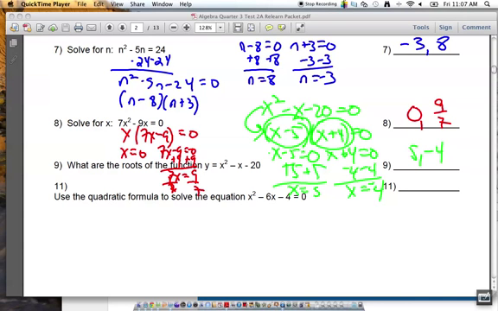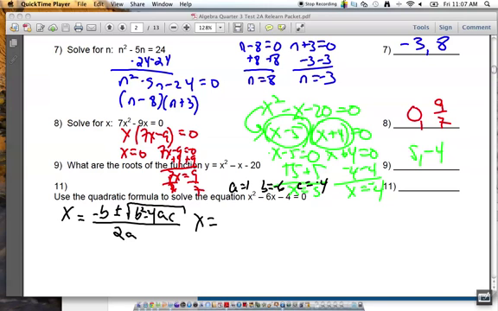Next, use the quadratic formula to solve the equation. Well, the first thing you have to do is know the quadratic formula, which for the most part we're pretty good at. And then you need to know what A, B, and C are. A is the number in front of the x squared, B is the number in front of the x, and C is the number at the end.